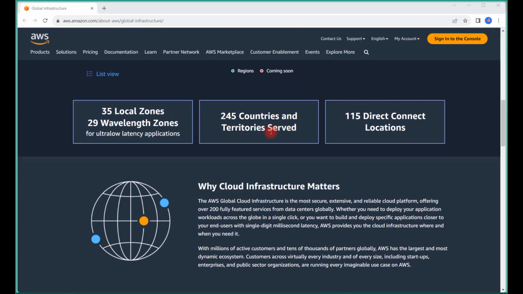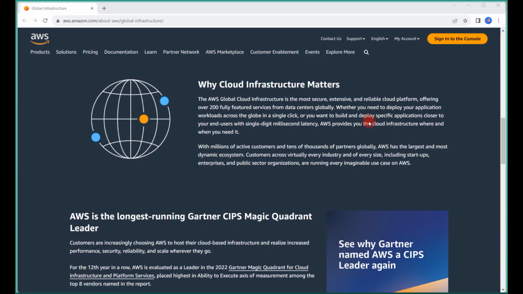As I mentioned, 200 plus countries and territories are served, and we have 115 Direct Connect locations. What is a Direct Connect location? That means they are connected with fiber optic cable. So within the same organization you are working in, even if your resources are spread between different locations, if they are Direct Connect locations, then you will always get low latency.